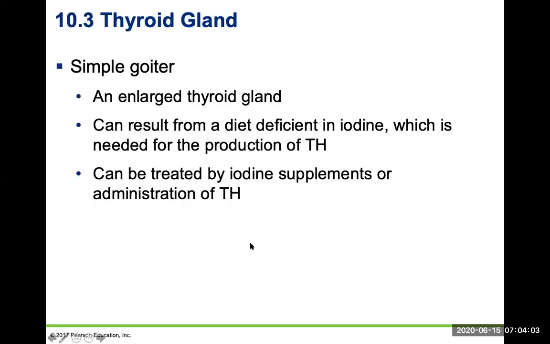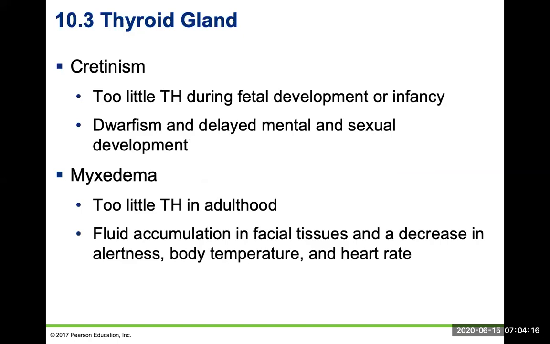A goiter is an enlarged thyroid gland. It can result from a diet deficient in iodine, which is needed for the production of thyroid hormone. So it can be treated by iodine supplements or administration of thyroid hormone itself. Cretinism is too little thyroid hormone during fetal development, and it can cause dwarfism and delayed mental and sexual development. Myxedema is too little thyroid hormone in adulthood. It can decrease your alertness, body temperature, and heart rate, and cause fluid to accumulate in your facial tissues.